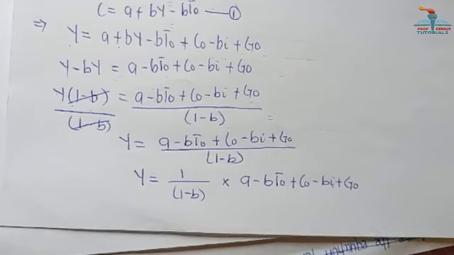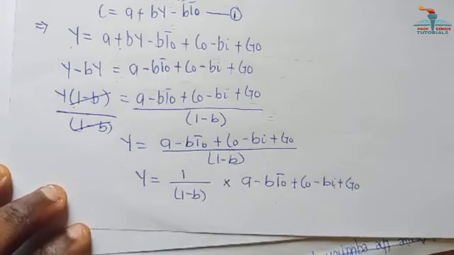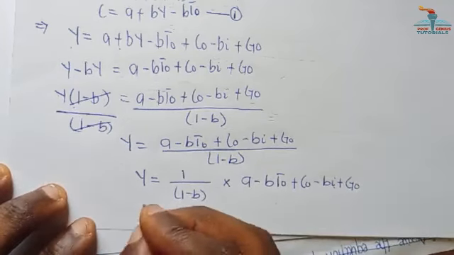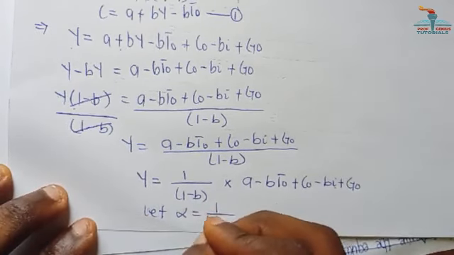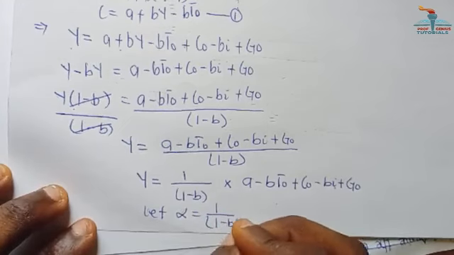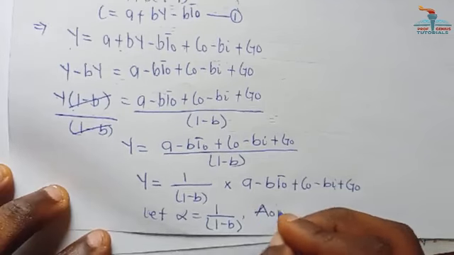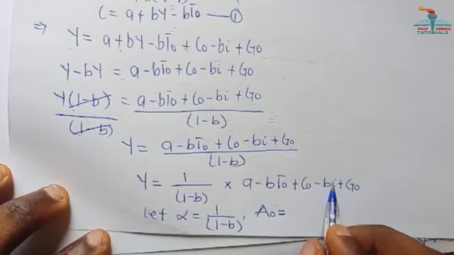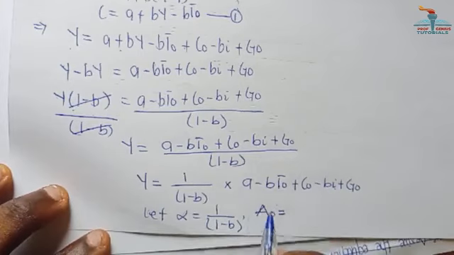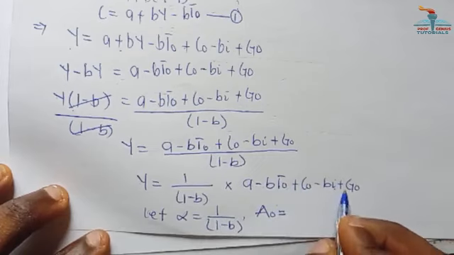In order to make everything simple here, we are going to represent some variables with different variables. So we are going to say let alpha be equal to the multiplier, because we know 1 over 1 minus b is the multiplier. Then we let capital A naught be equal to, since we want to make I the subject, A minus BT naught plus C naught, then plus G naught.